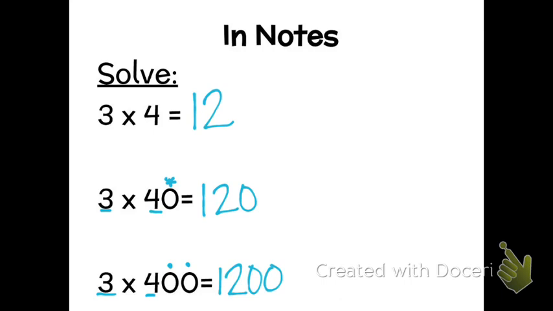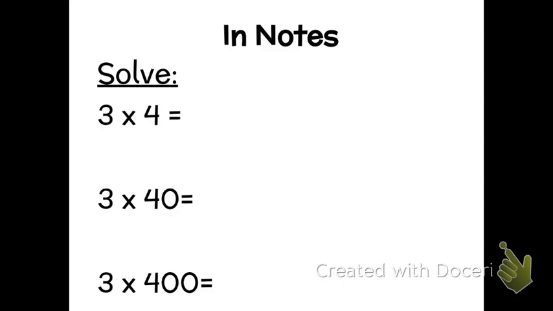So we're noticing a pattern whenever I multiply by multiples of 10 and 100. All I'm really focusing on is the number of zeros that I'm adding on to the end of my equations or my answers.